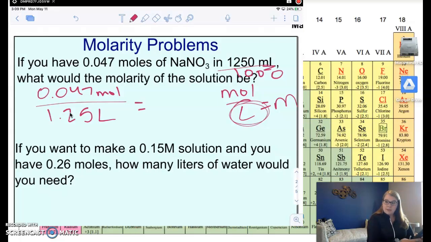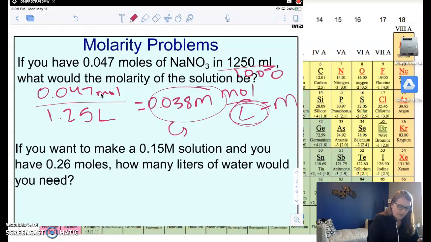And how many sig figs? Think about it first. 2. Leading zeros don't count, so 0.047 has 2. I'm getting an answer of 0.038. And I'm going to use capital letter M, molar. I'm going to write that nicer. Moles per liter is also an acceptable unit, whatever you prefer.